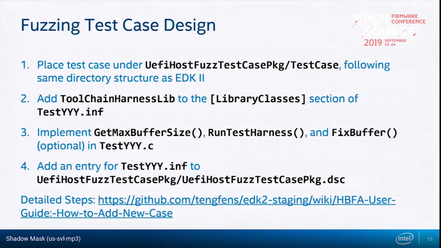There are 3 functions that need to be implemented: get max buffer size, run test harness, and there's an optional fix buffer. We'll assume that your program is intelligently and obviously named test YYY. Never name real code that, that sort of thing. But once you have created these 3 functions for this component, then you add an entry in the INF file to use the host fuzz test case package.